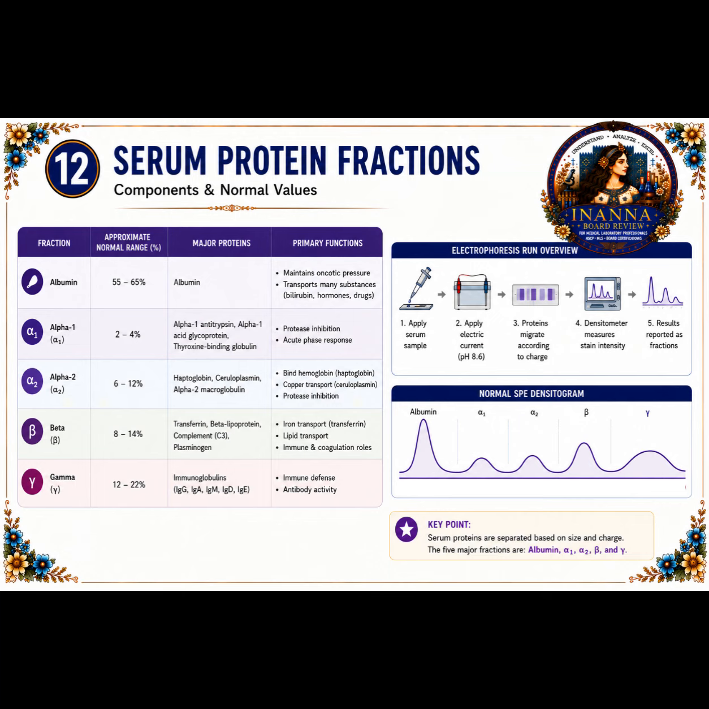Serum protein fractions. Albumin normally represents the largest percentage of serum protein. Alpha-1 and alpha-2 are smaller fractions but become important in inflammation. Beta proteins are involved in transport, complement activity, and lipid transport. Gamma proteins represent antibody activity. Exact percentages may vary by laboratory, but understanding the relative size of each fraction helps recognize abnormal patterns.